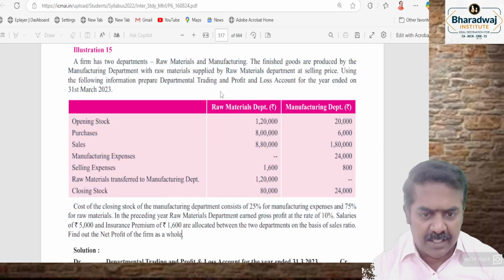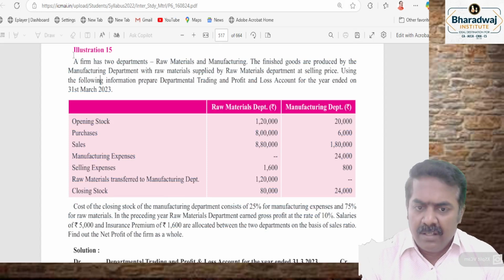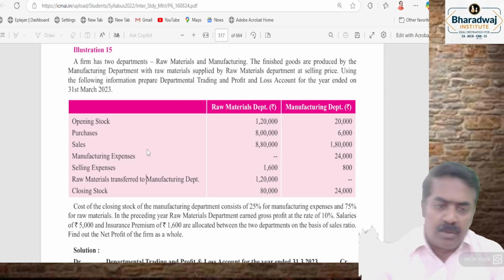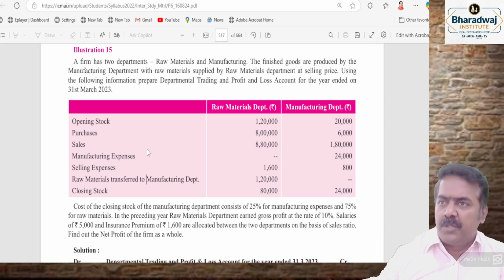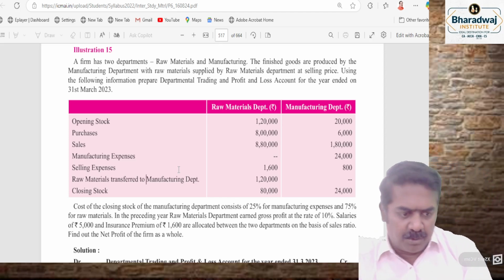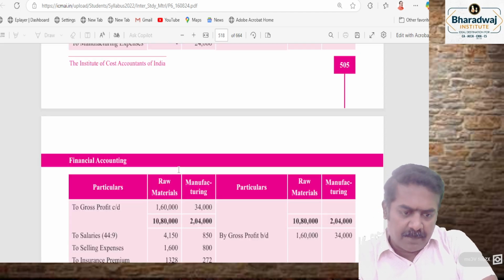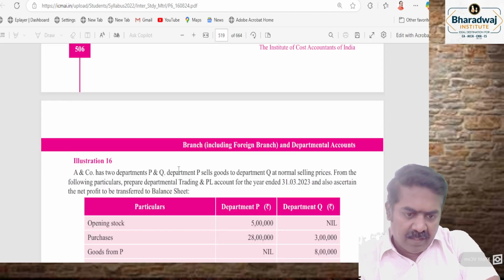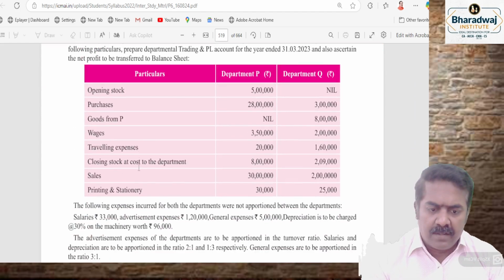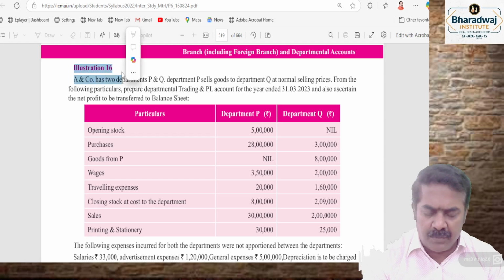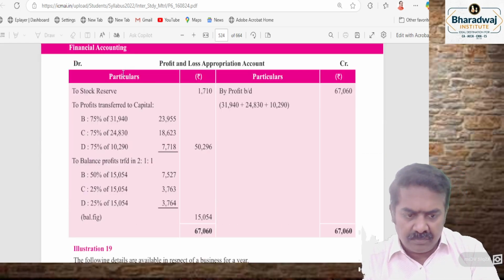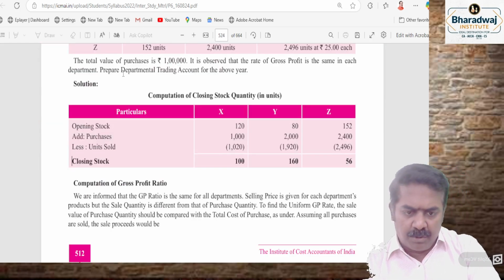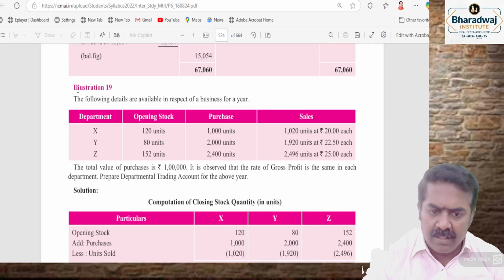Departmental accounts also I touch upon, though it is branch accounts revision. Illustration 15 and please note departmental accounts raw material and manufacturing department. Raw material and which one? Manufacturing department you must go through. That is repeated in the exam, past questions. Illustration 15 you have to go through, 16 you have to go through. Then this one, this model we have done.